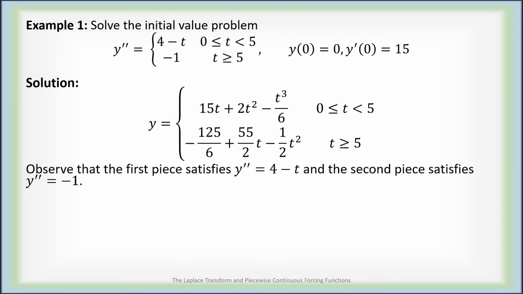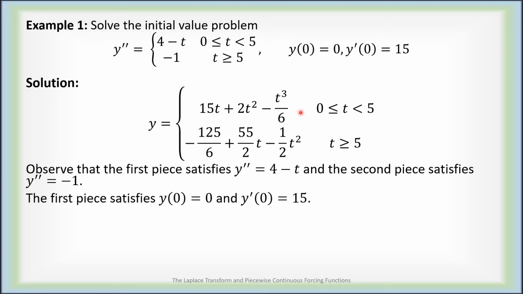What I want to point out is that on the first segment here, the second derivative of this is exactly 4 minus t. And the second derivative of this second piece is exactly minus 1. So this piecewise defined function from 0 to 5 has second derivative 4 minus t. From 5 and on has second derivative minus 1.